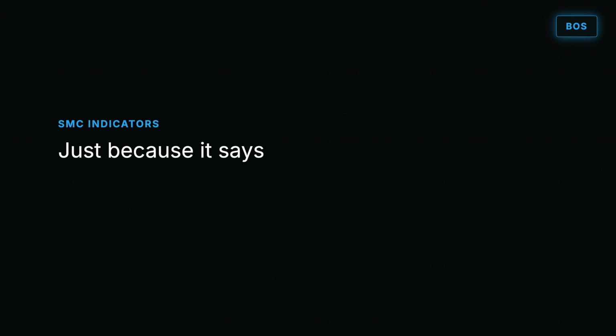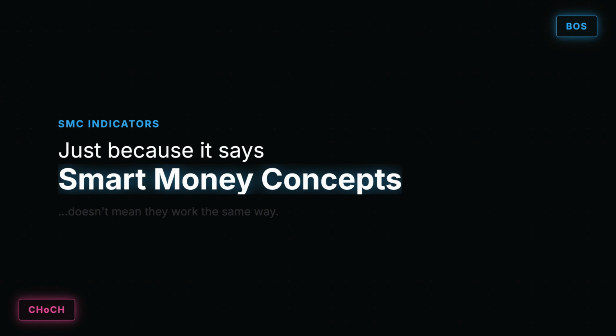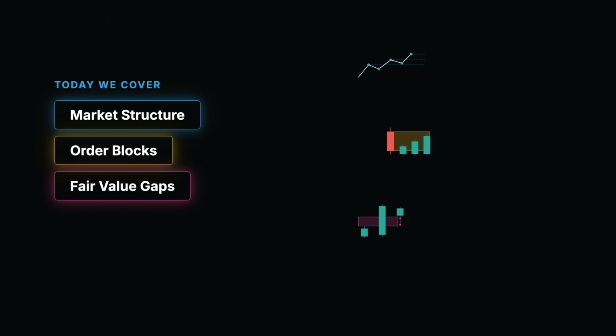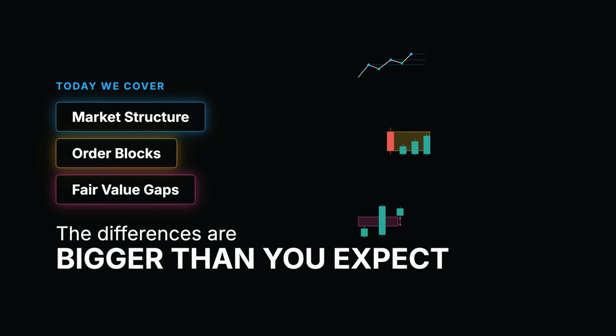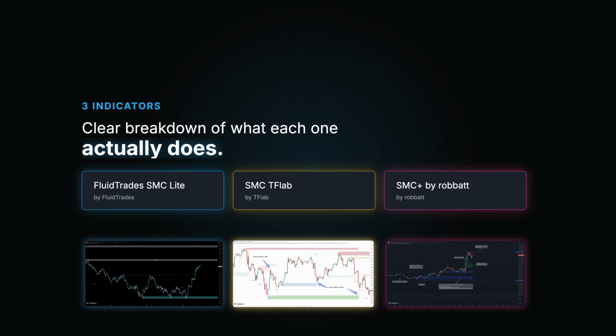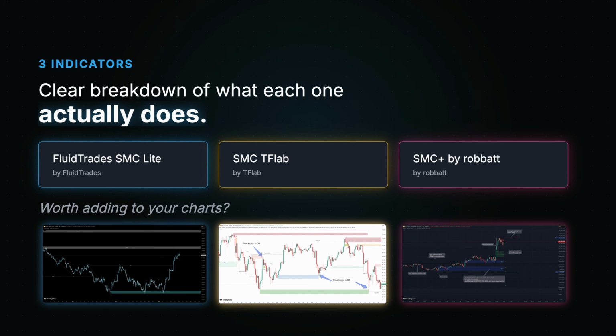Just because an indicator has smart money concepts in the name does not mean they all work the same way. Today we are looking at 3 of them, all covering market structure, order blocks, and fair value gaps. And the differences between them are bigger than you would expect. I'll give you a clear breakdown of what each one actually does, where the logic holds up, and whether any of them are worth adding to your charts.